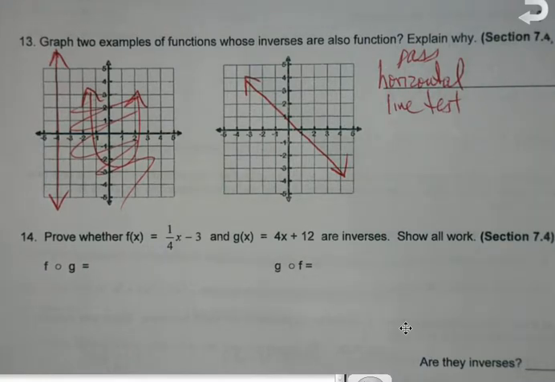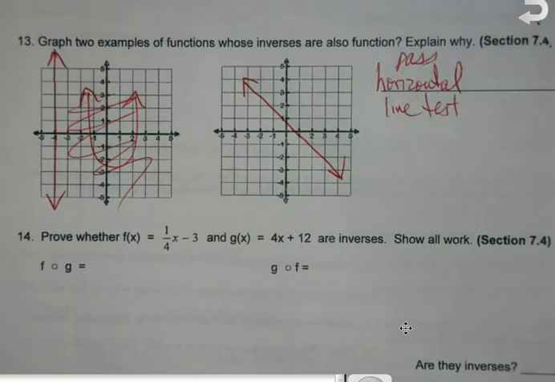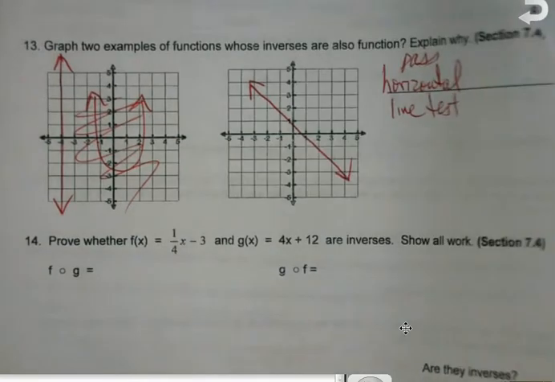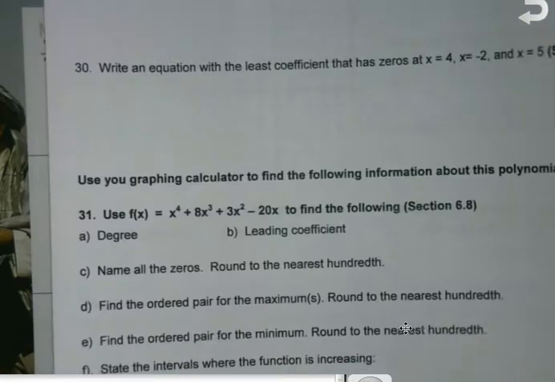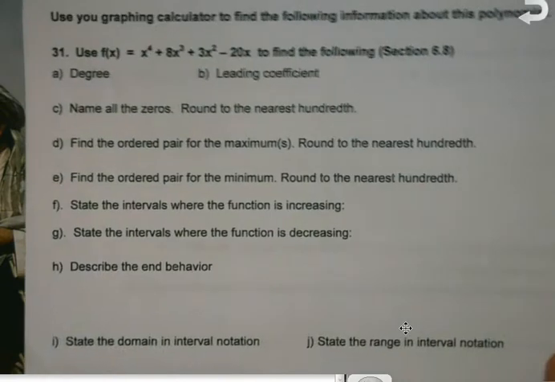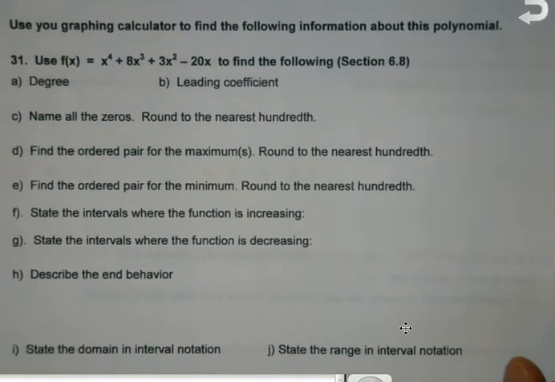What else? 31. I had a feeling. Okay, we're gonna hunker down here for about 5 minutes. Here we go. 31. We are gonna basically review everything we've done with graphing.